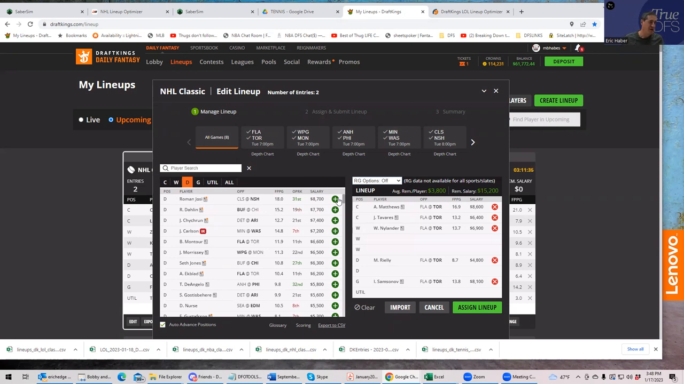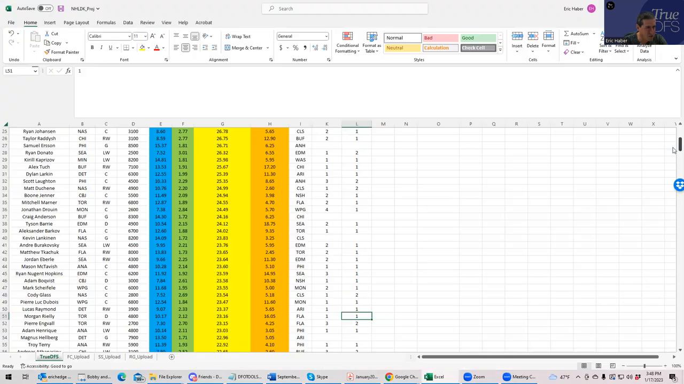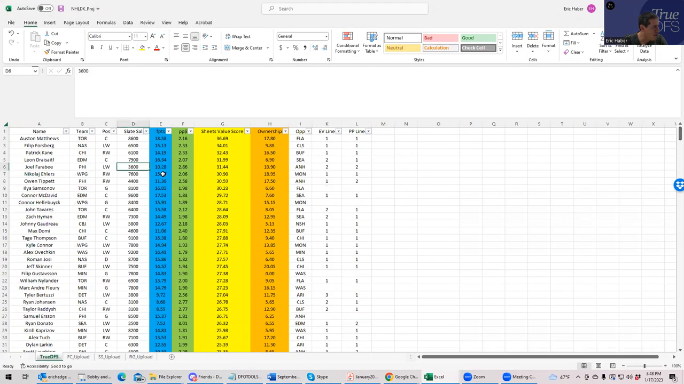Okay, so can we do it? Well, let's see if we can go back here and rate by points per dollar and see what cheapos exist. Now, we ran into a couple of them before, right? It was Farabee at 3,600, Tippett at 4,400, and there are a couple of others in here. This is interesting. This Taylor Radish is 3,100, and he actually is on the same power play line with Kane and Domi. Actually, specifically, Domi and Radish are on the same line.